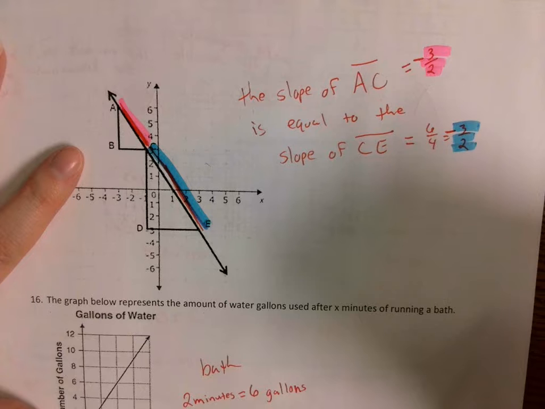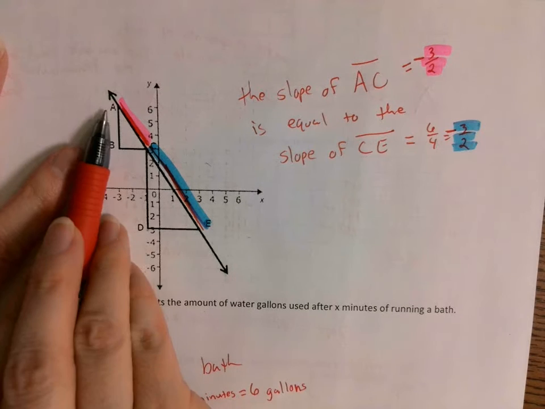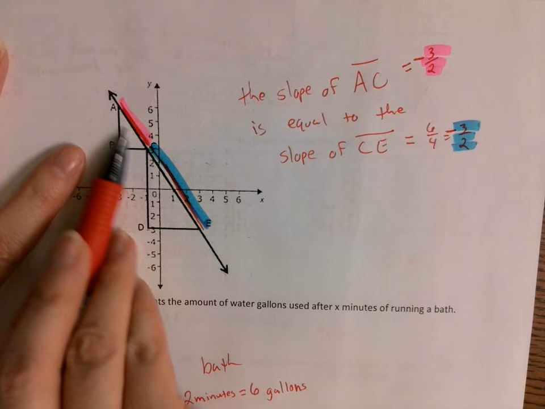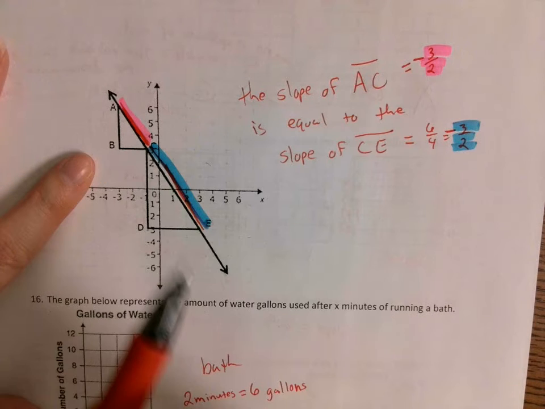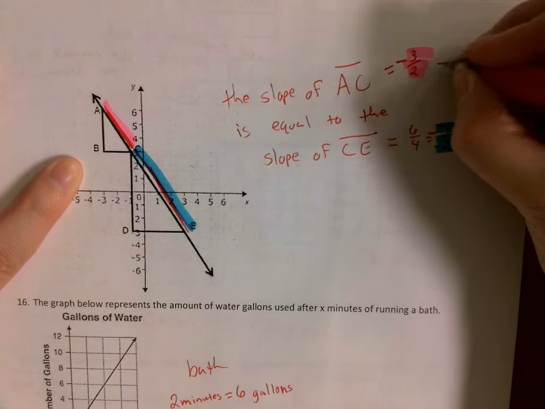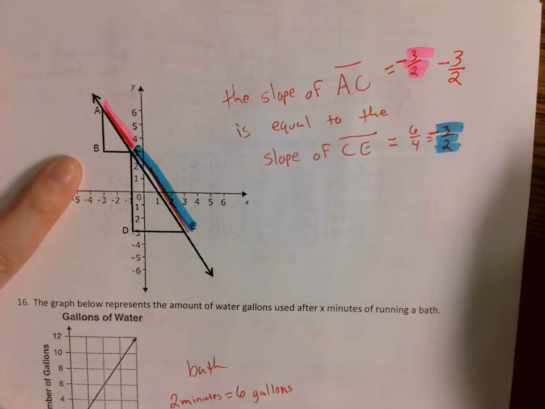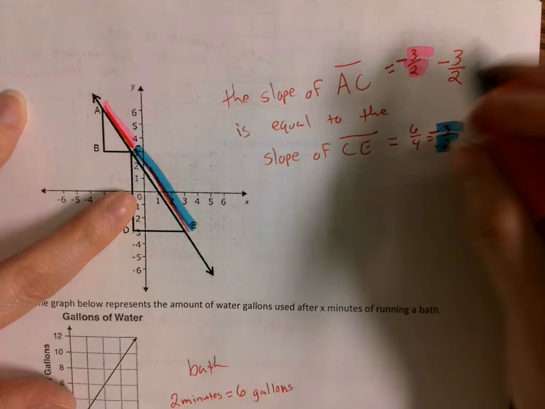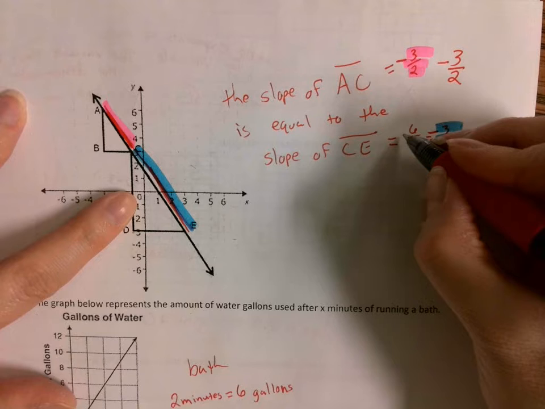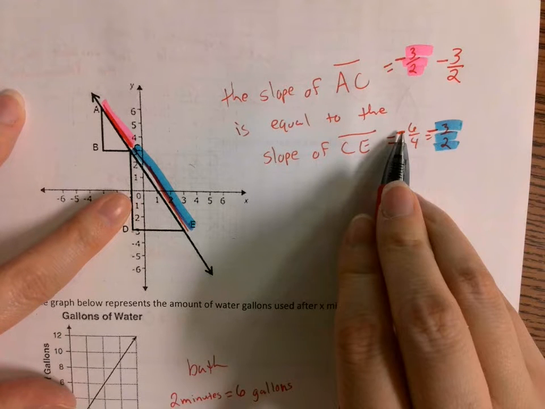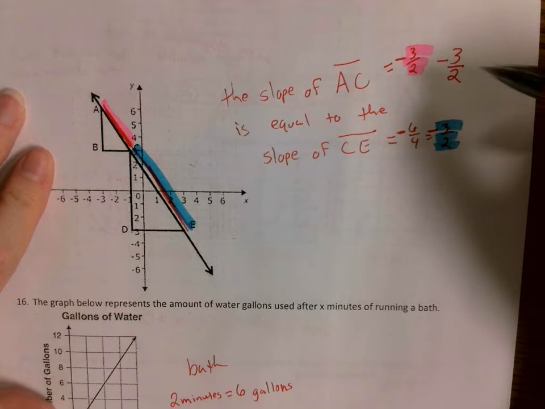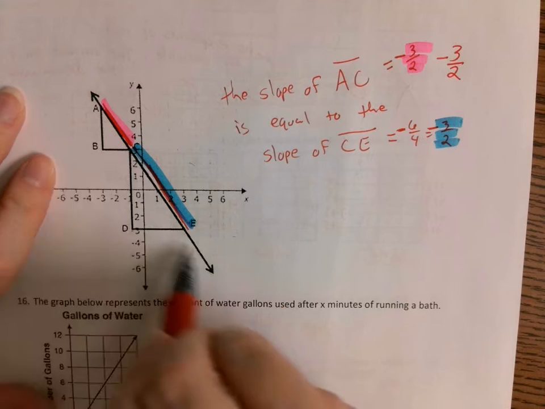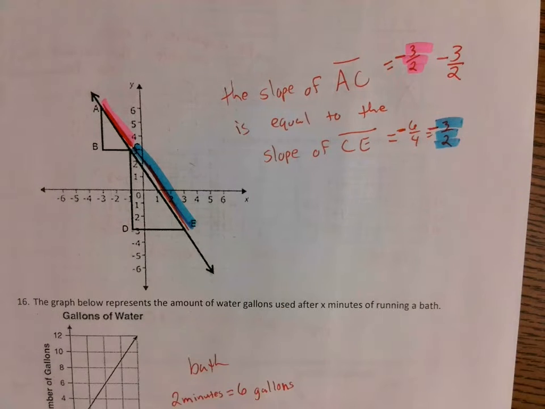So if we take a look at line segment AC, it has a slope of negative 3 over 2. I know it's hard to read. Negative 3 over 2. And then line segment CE has a slope of negative 6 over 4, which simplifies to negative 3 over 2. So the slopes are equal to each other when they are similar triangles. So similar triangles equal slopes.